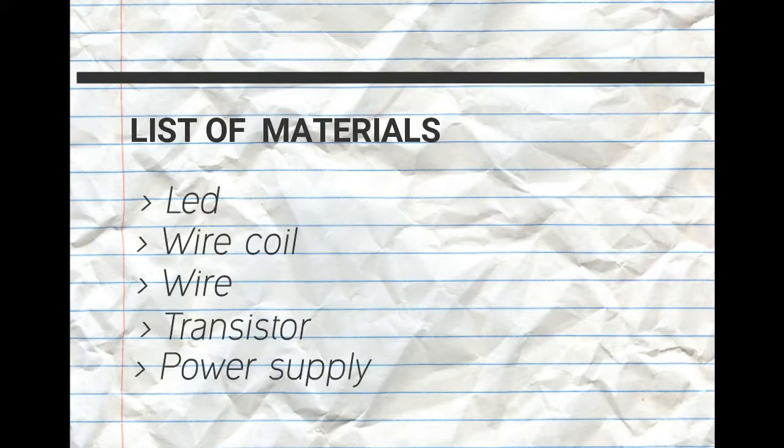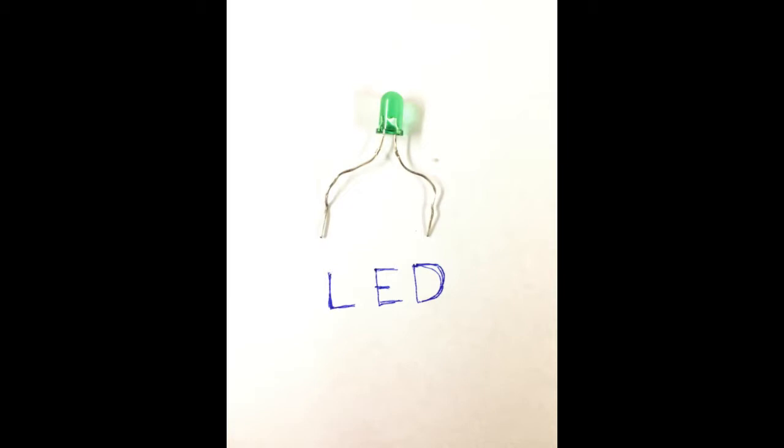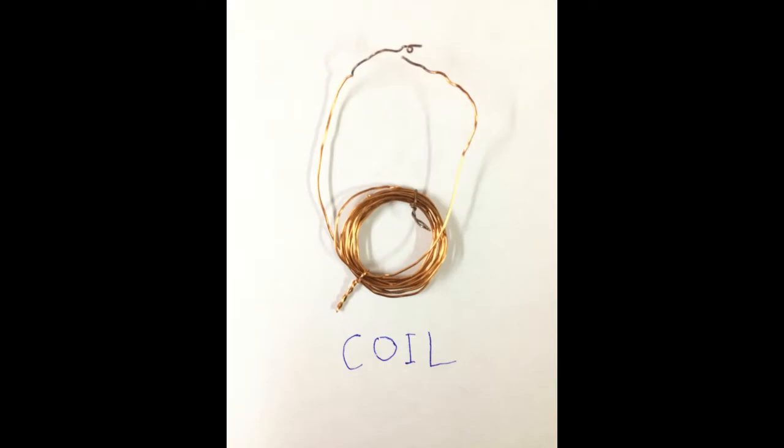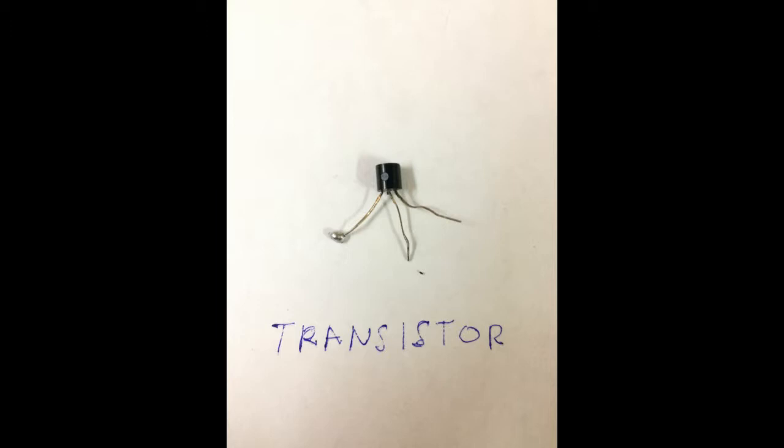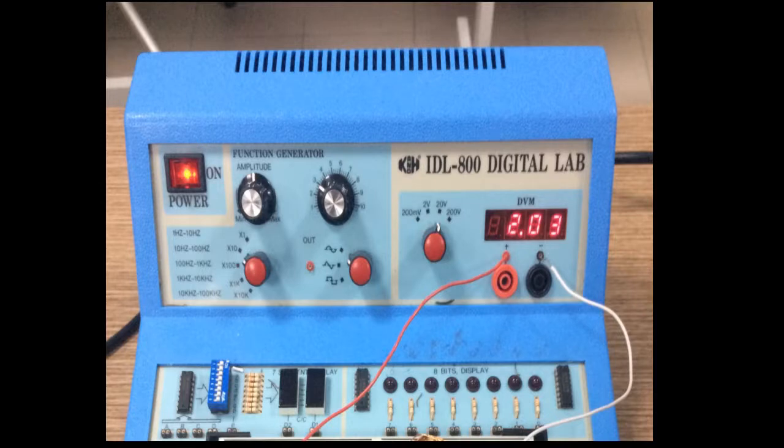So I would like to explain about all the components that we use in this experiment. Firstly, we need to use an LED in order to detect the presence of the induced current. Next, we need to use a wire coil, which is 25 turns. After that, we need to use a couple of wires, which is to connect the circuit to a power supply. Next, we need to use a transistor. This is because we need to amplify the current that comes from the source. And lastly, we need to use a power supply to supply a current to our circuit.